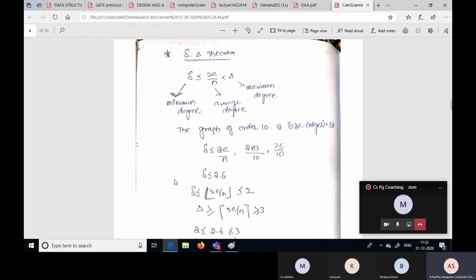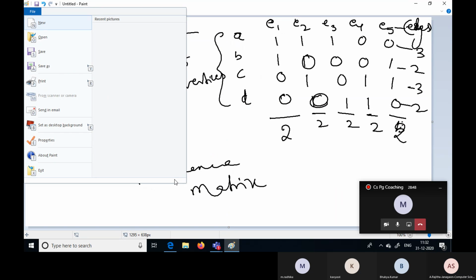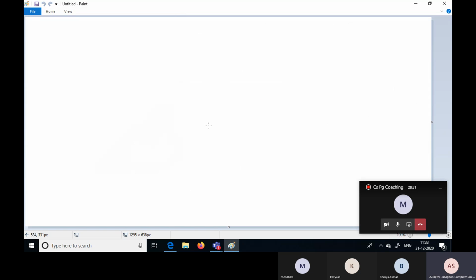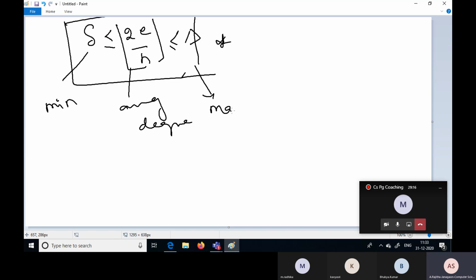The theorem is like this: delta less than or equal to the floor of 2E divided by n, less than or equal to capital delta. This is an important one, because this is the minimum degree, this is the average degree, and this is the maximum degree.